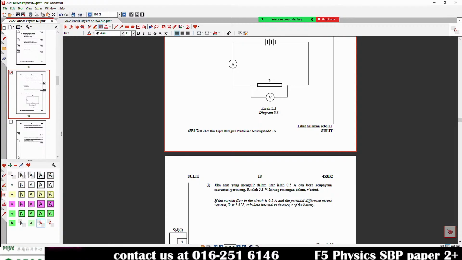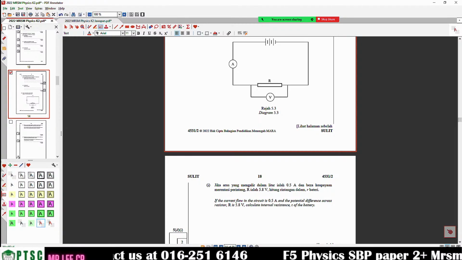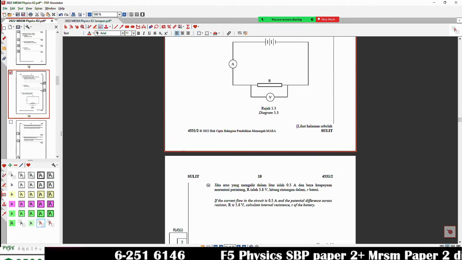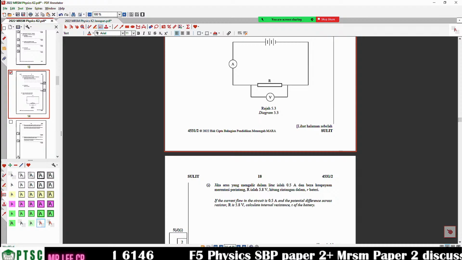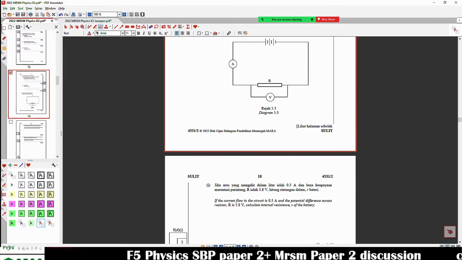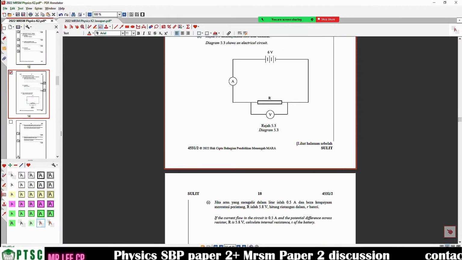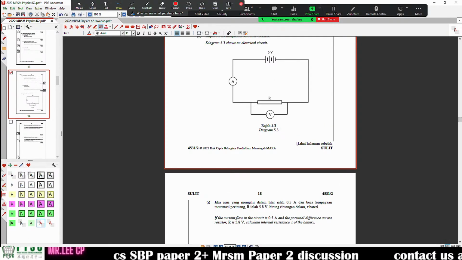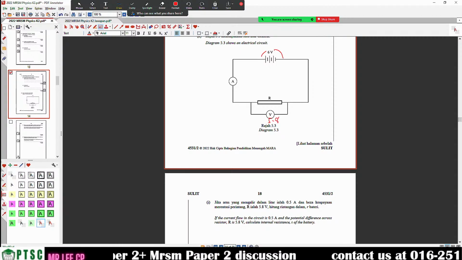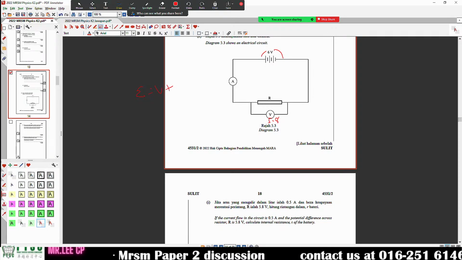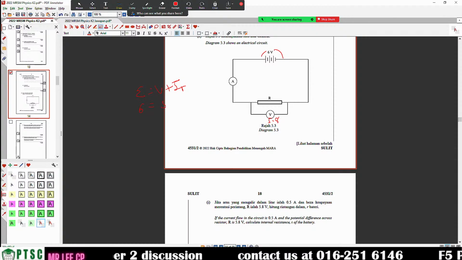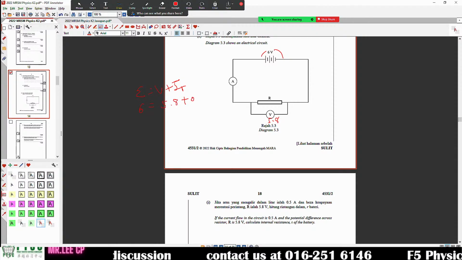If the current flow is 0.5, potential difference is don't know, and then the potential difference across the R is 5.8, right? So meaning that calculate the effective resistance. So now here this one is V, this one is 5.8, right? E is equal to V plus IR, right? You always use this one first. E is 6, V is 5.8. I don't know, 0.5, okay.